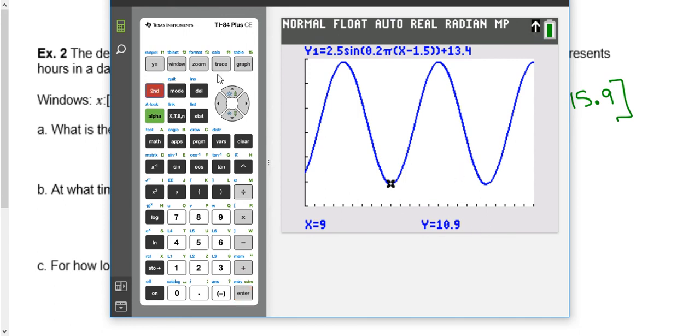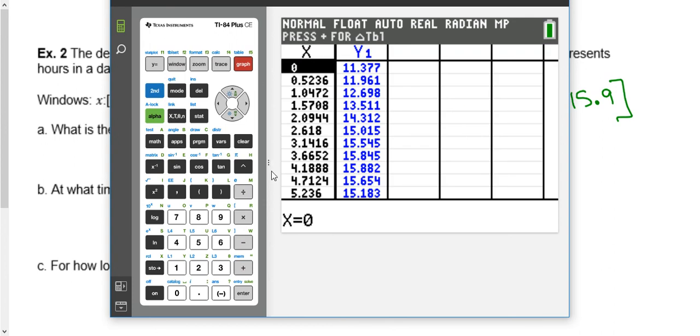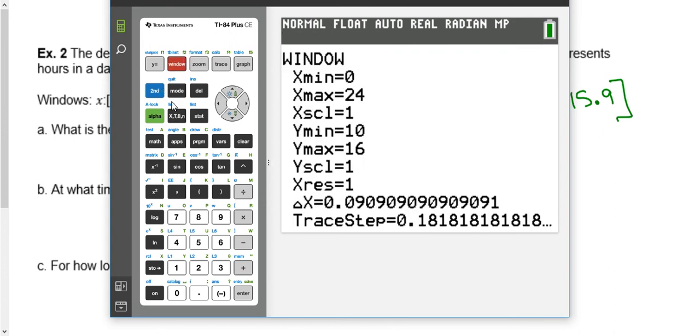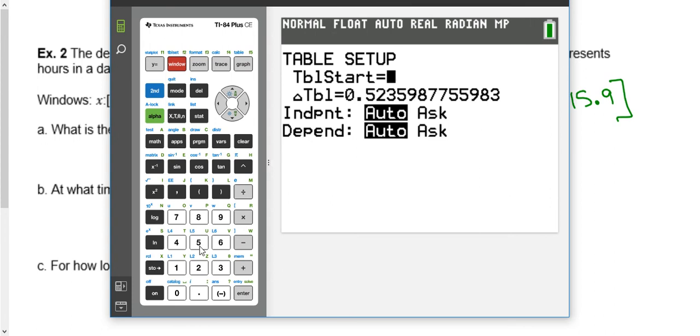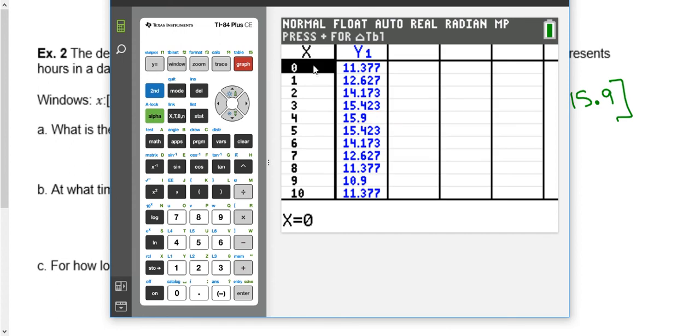You could have also gone second, graph, and brought up a table of values, and that would have worked as well. My table is slightly off, so I'm just going to fix my table. I want to start at 0, going up by 1 for 1 hour each. And again, at 9, we're looking at 10.9. So two different ways to find part A here.